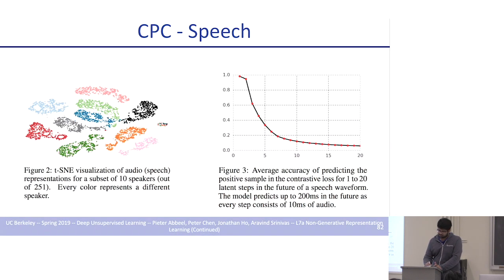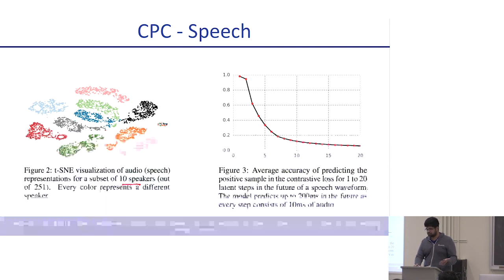Now if you use this, it turns out that for a dataset with 10 different speakers, you get these different clusters very nicely. This is in the t-SNE visualization. So it means that the slow features are learning speaker categories, basically.